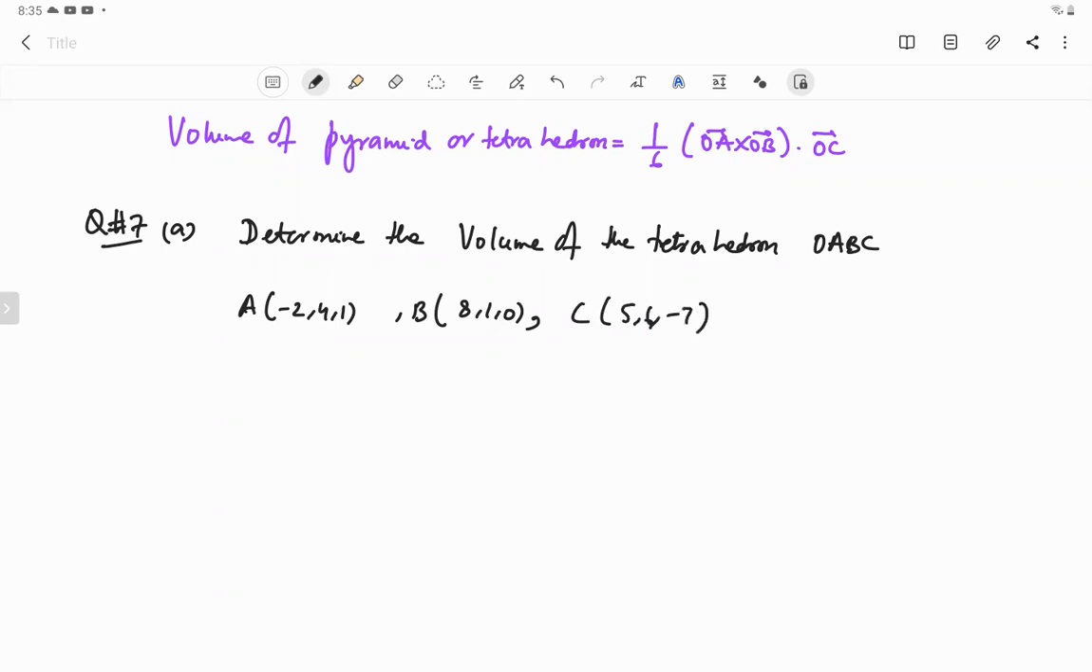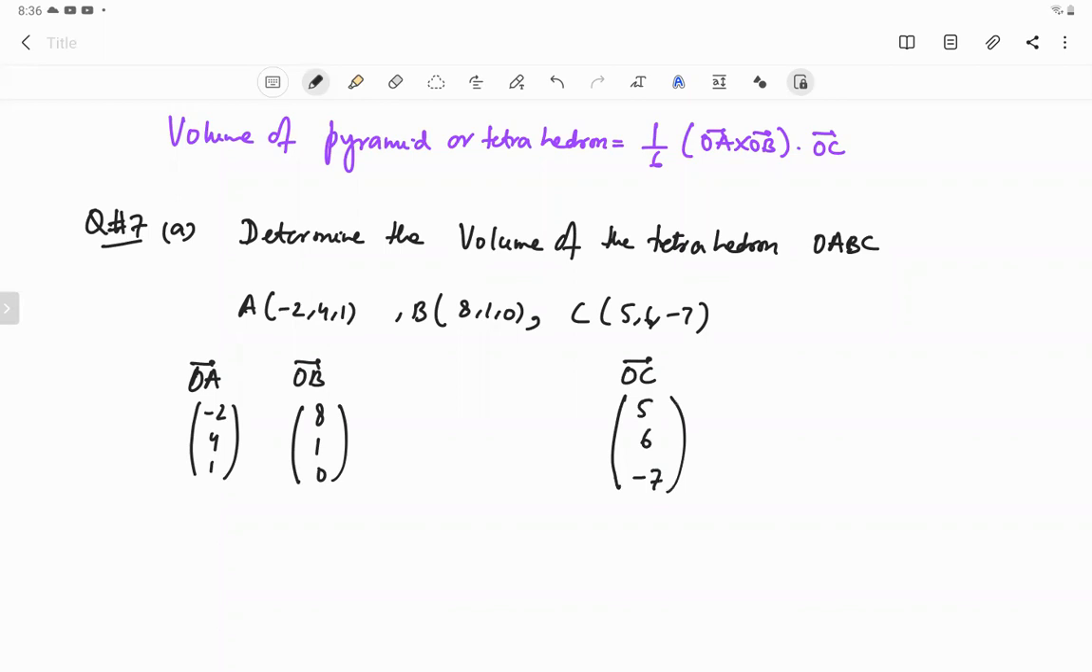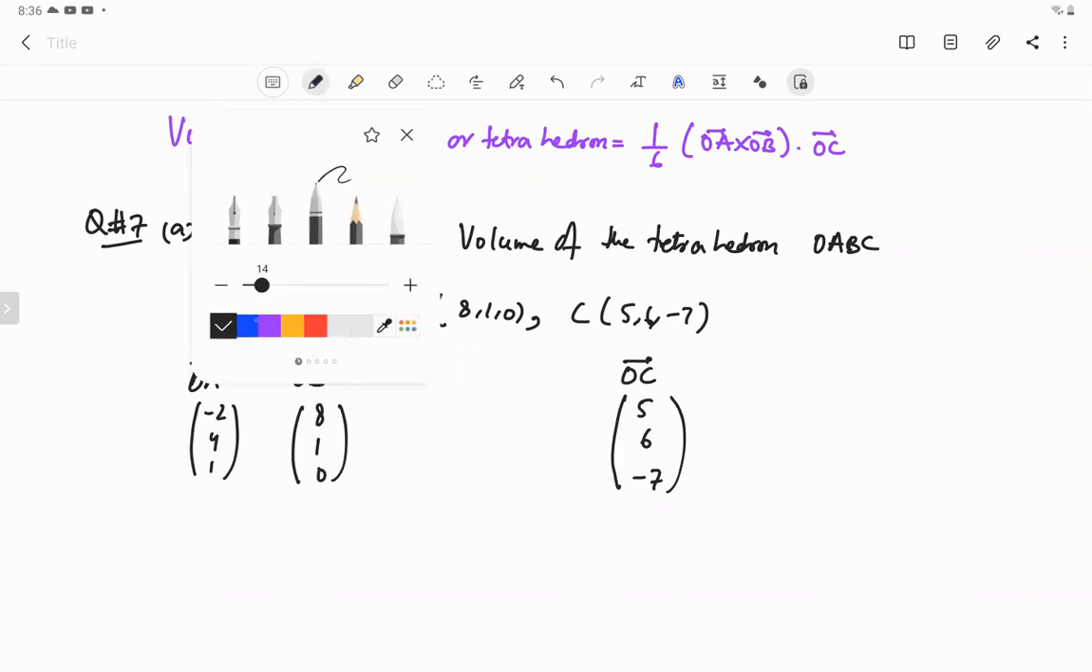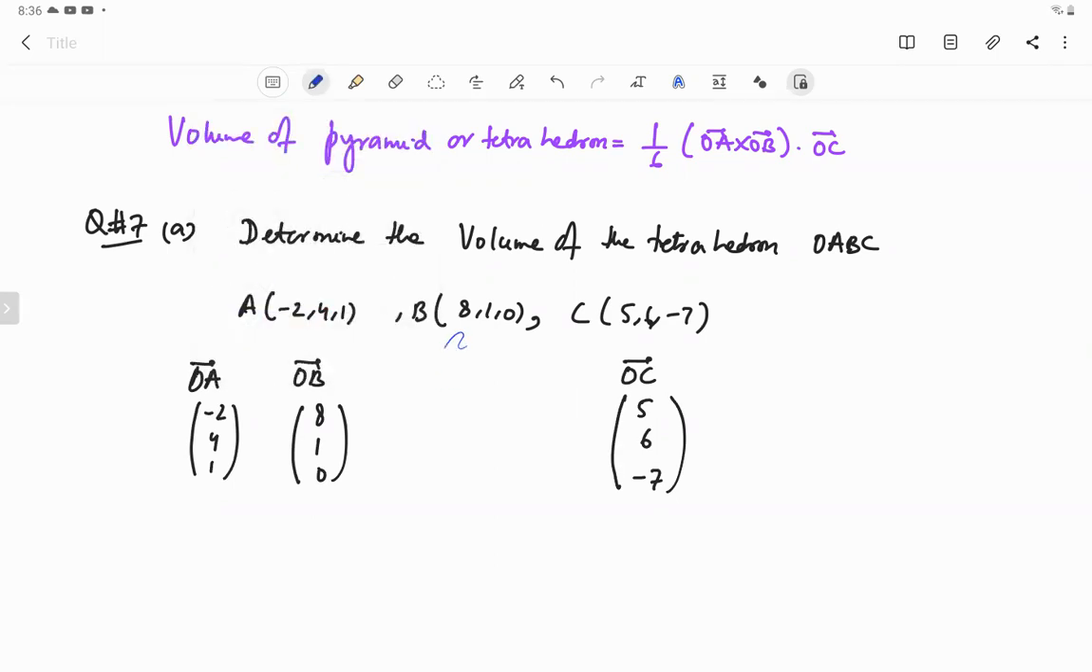Okay. Now we calculate first of all OA. OA is equal to (-2, 4, 1). OB is equal to (8, 1, 0) and OC is (5, 6, -7). Okay. We will calculate OA cross OB.